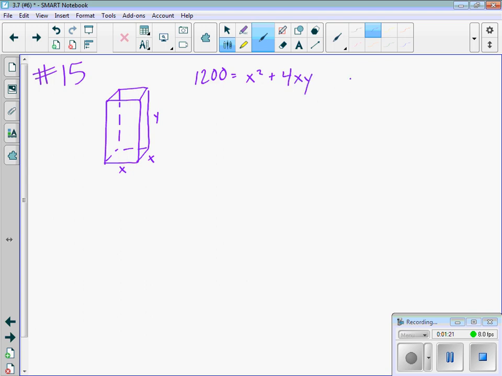And then you can solve this for y equals to plug it in. Is that making sense? And then you're trying to find the largest possible volume, so you write an equation for volume. You plug it in for the y, and then you should be good to go from there. So we'll stop it there.